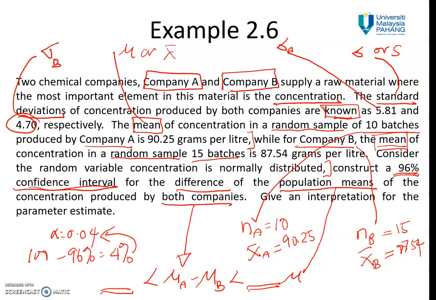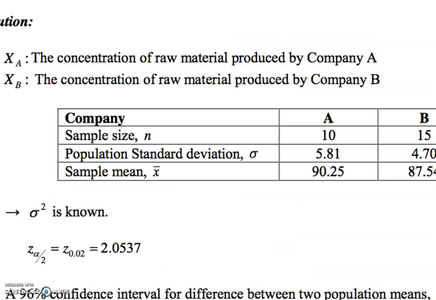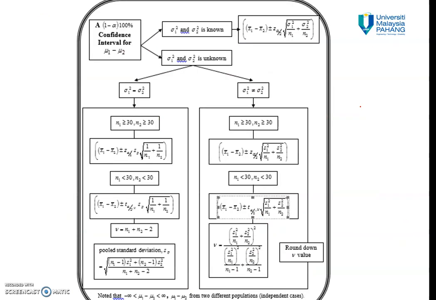Okay. So if you look at the solution from your module, this is the information that we want you to know, to extract. And then if you look here, you know the sigma value. So when you have the sigma value, automatically you will use the Z table. If you know this value, you will use this formula. And this formula is given in your statistical table.